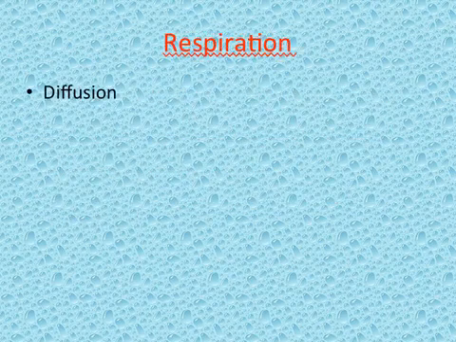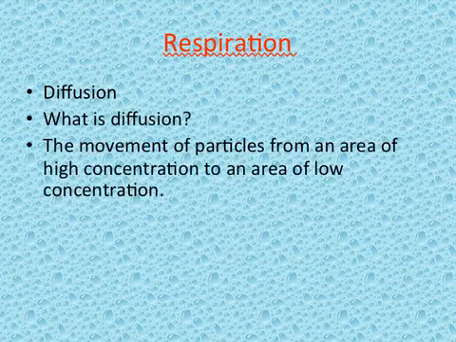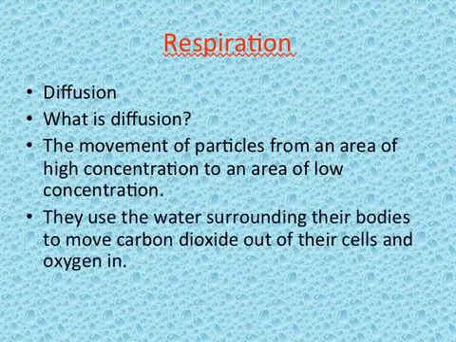Respiration is accomplished by diffusion. So remember that respiration is how the animals obtain oxygen and get rid of carbon dioxide. So what is diffusion? Diffusion is the movement of particles from an area of high concentration to an area of low concentration. So cnidarians, along with sponges, use the water surrounding their bodies to move carbon dioxide out of their cells and oxygen in.